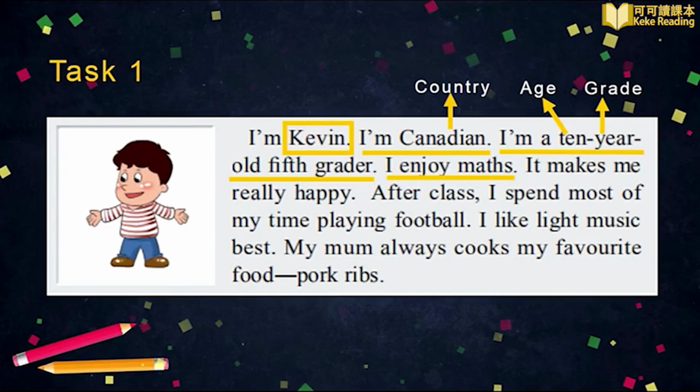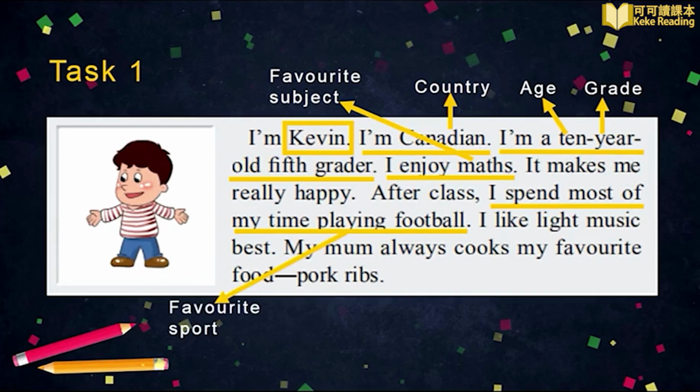So, Kevin is 10, and he is in grade 5. I enjoy math. Enjoy, 享受、喜欢。Then, we know Kevin's favorite subject is math. I spend most of my time playing football. Do you know what he wants to tell us? Spend most of the time. 花费绝大多数的时间来做一件事，那一定是非常喜欢。So, his favorite sport is playing football.